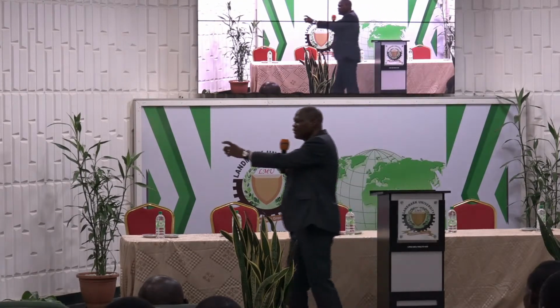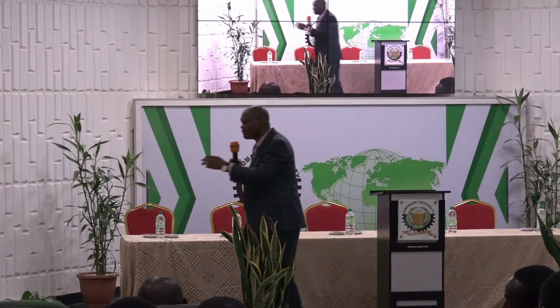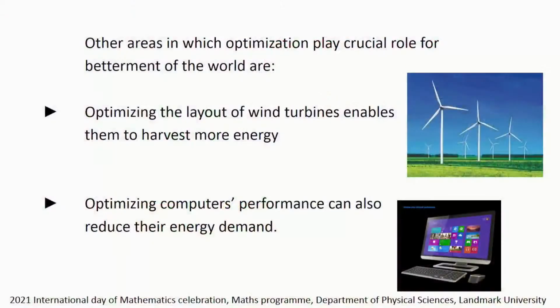Optimizing the layout of wind turbines enables us to harvest more energy. Why will there be power failure when the wind is blowing fervently? We need it to turn the turbines that we have here. We need the wind, and the wind is very prominent around this neighborhood. As I was coming yesterday, I saw a school. Almost all the roofs were blown off. I didn't know what was happening. But now I know that we can use our mathematical knowledge to make the wind useful for us in this community.